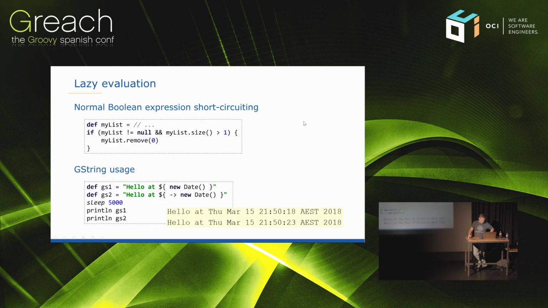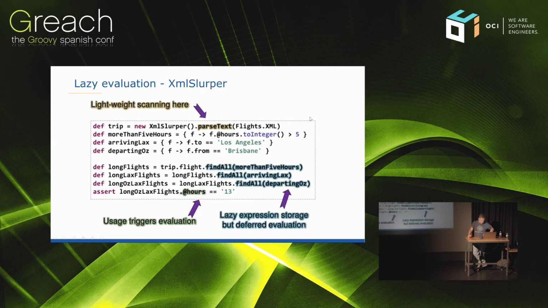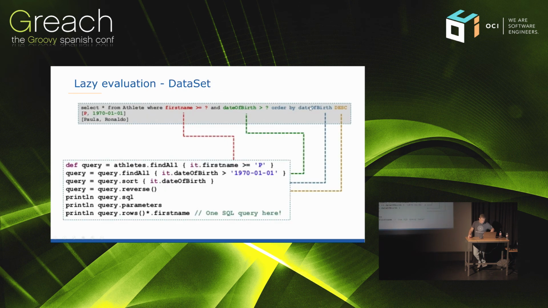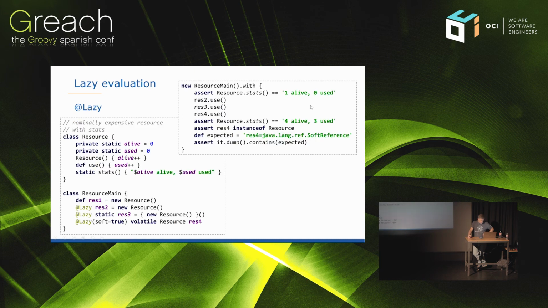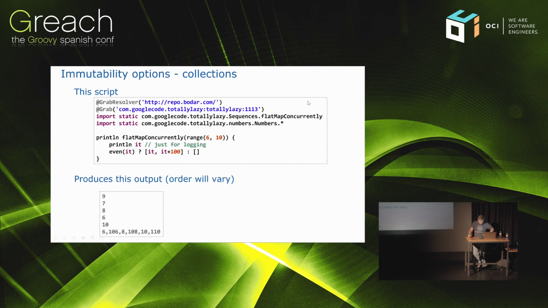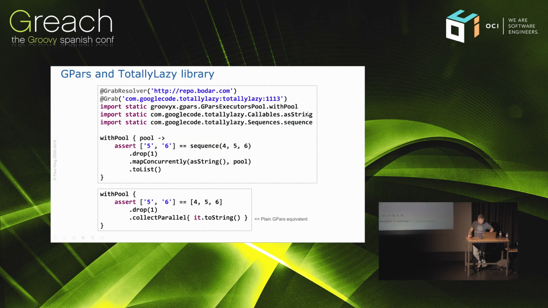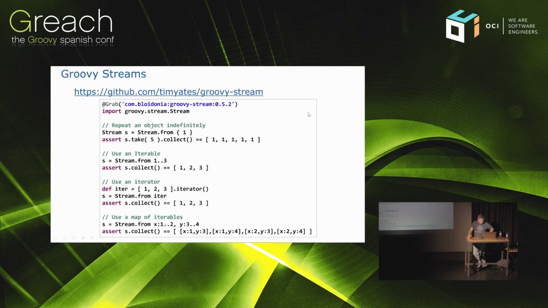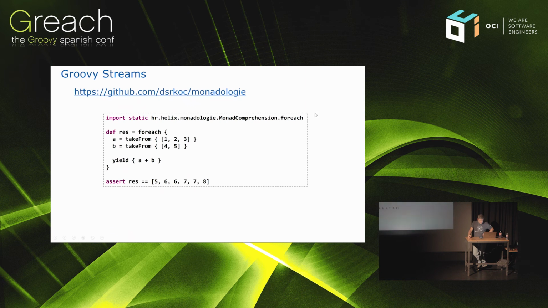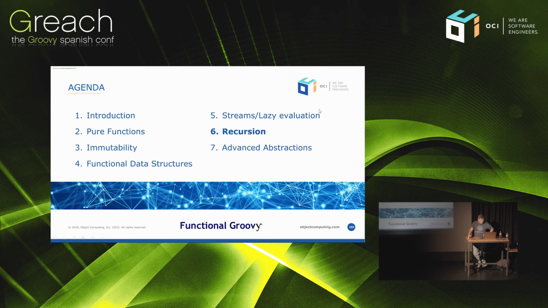There's lots of places where lazy evaluation is already occurring in Groovy. You've probably already used some of them. You can use singleton and lazy. There's a bunch of other libraries that you can be using over and above what Java gives you. We'll skip over those and move on.